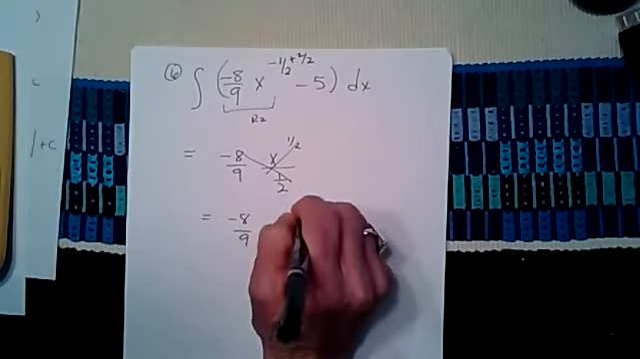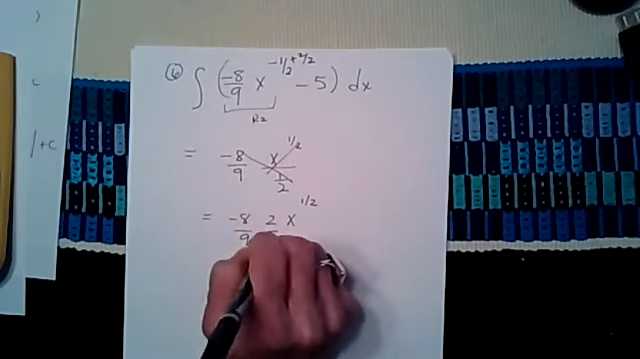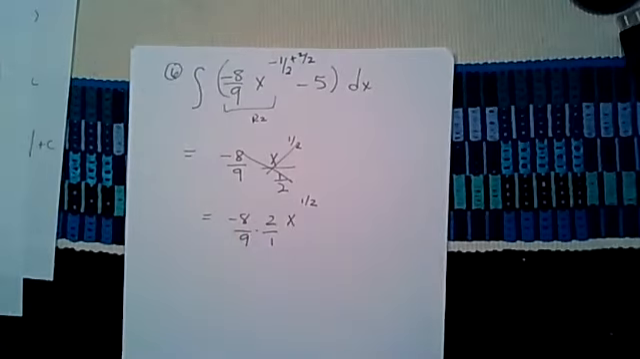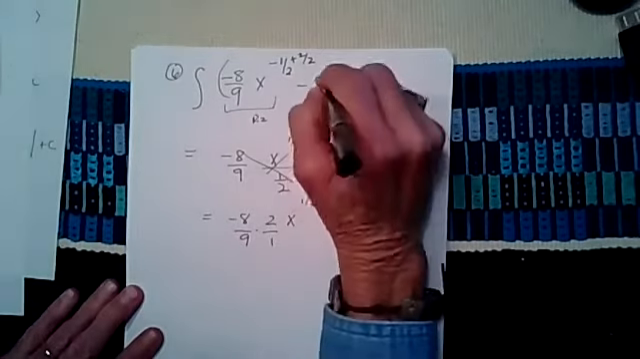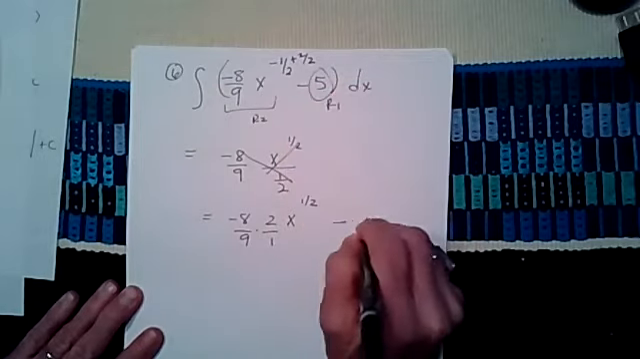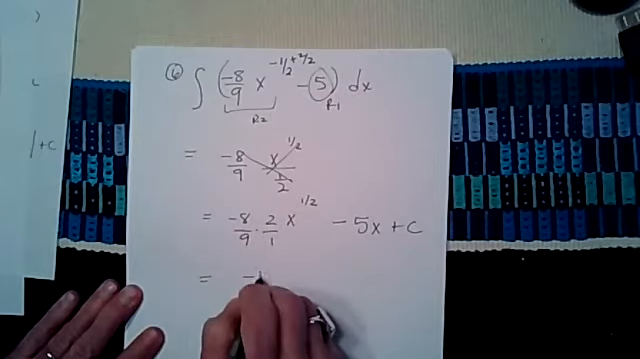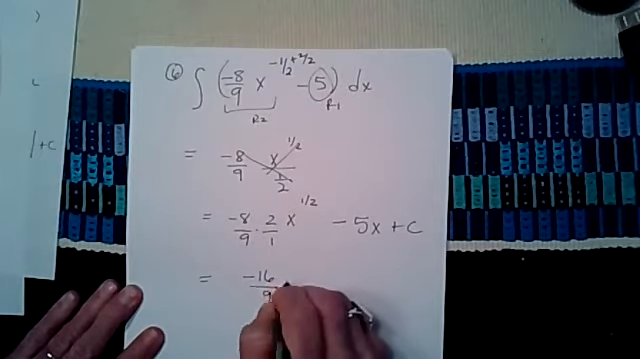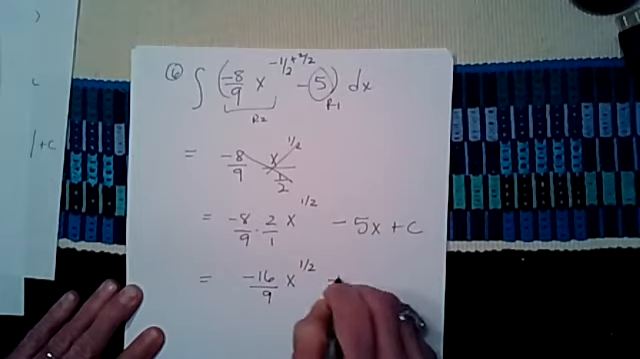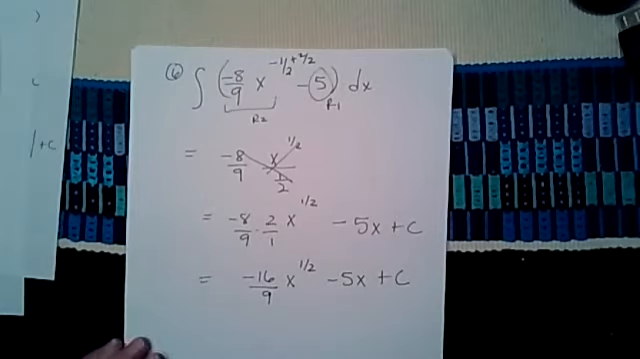X, my new exponent is 1/2, and whenever there's a fraction, instead of dividing by 1/2, I'll invert and multiply by 2/1. Okay, that makes it easier for me. Minus, don't forget about this guy, 5, it's just a constant, so that's rule 1, 5x plus c. So now I just multiply across, 8 times 2 is 16, 9 times 1 is 9, x to the 1/2 minus 5x plus c. And that's my answer. Okay, so don't let the fractions bother you.